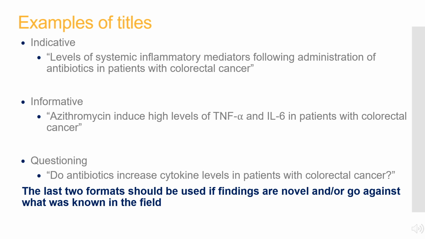In general, there are three types of titles: indicative, informative, or questioning. For example, an indicative title would be Levels of Systemic Inflammatory Mediators Following Administration of Antibiotics in Patients with Colorectal Cancer. An informative title would be Azithromycin Induces High Level of TNF-alpha and IL-6 in Patients with Colorectal Cancer. A questioning title would be Do antibiotics increase cytokine levels in patients with colorectal cancer? Usually the last two formats should be used if findings are novel and or go against what's known in the field.